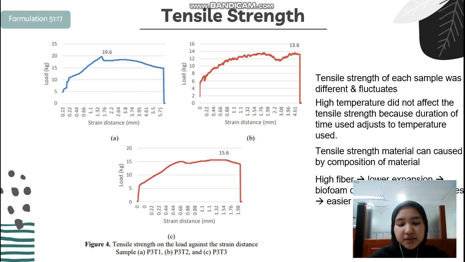In addition, the use of biofilm packaging requires tensile strength testing to determine the strength of the biofilm. The tensile strength of each sample was different and fluctuated. High temperature didn't affect the tensile strength because the duration of time used adjusts to the temperature used. Tensile strength can be caused by the composition of the material: high fiber makes for lower expansion, so the biofilm doesn't have enough cavities, and it breaks or bends more easily.